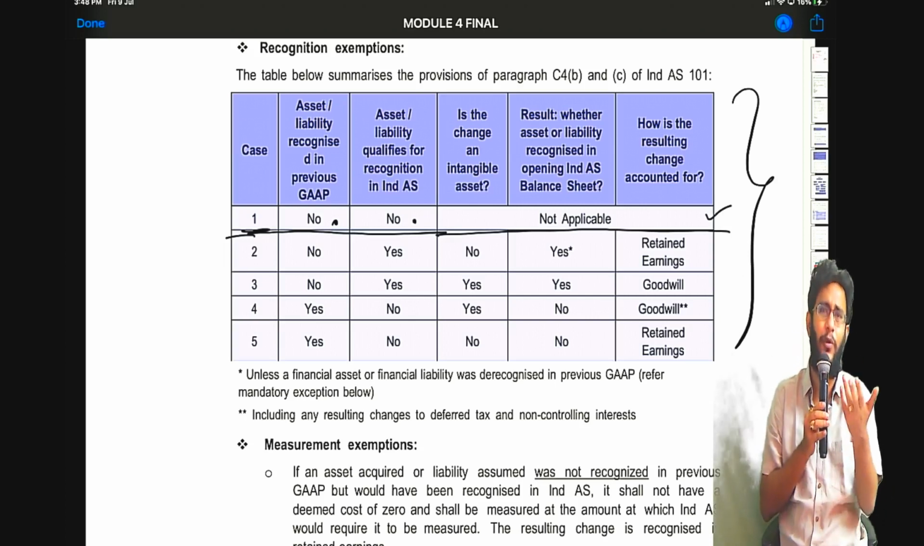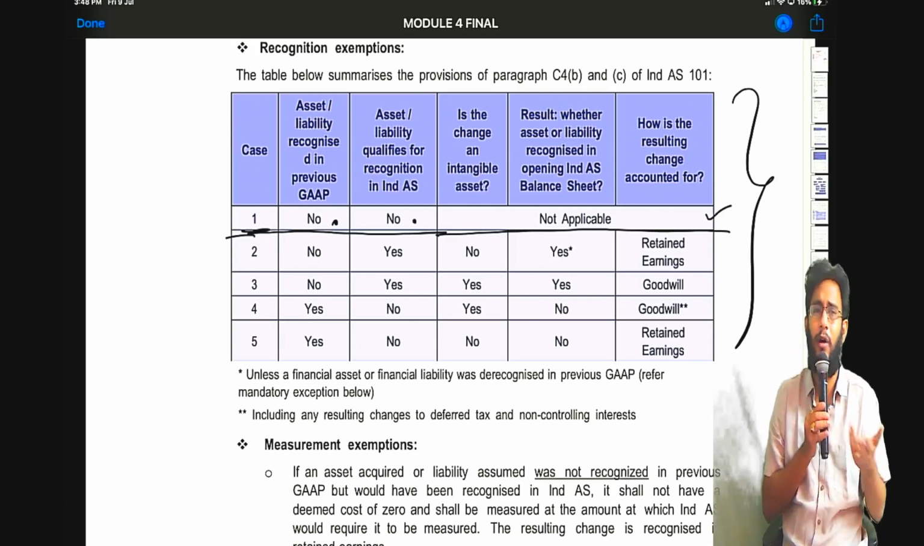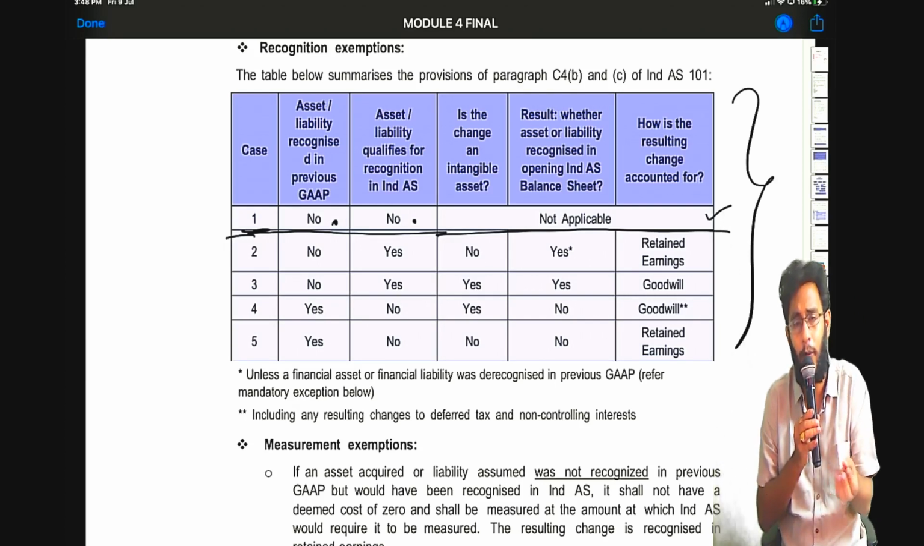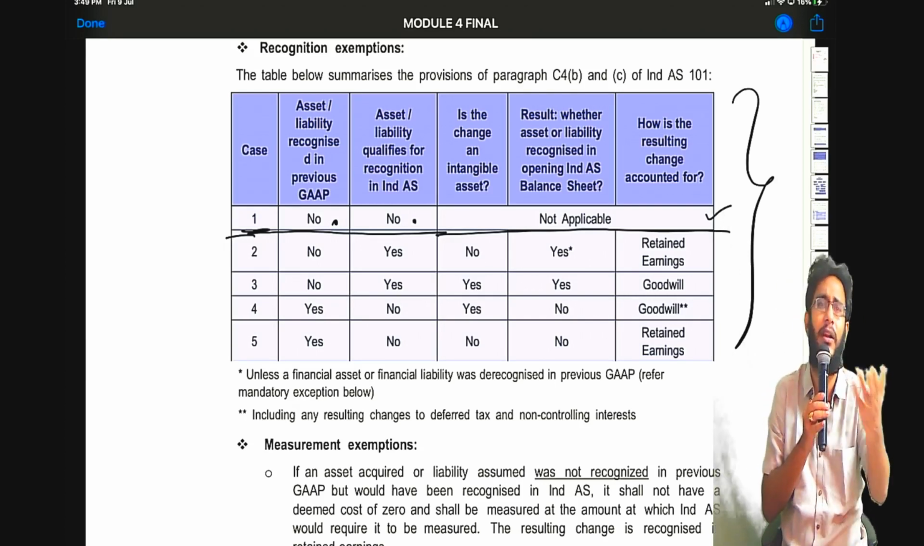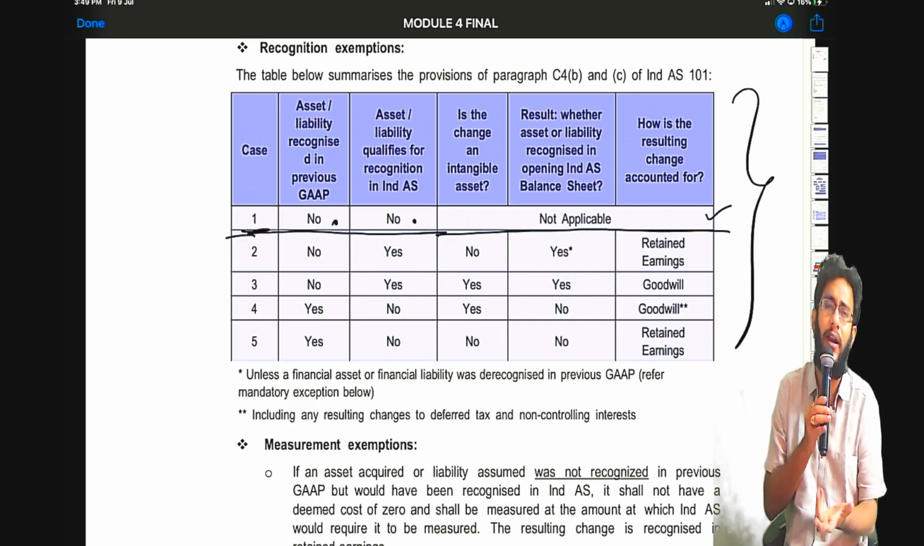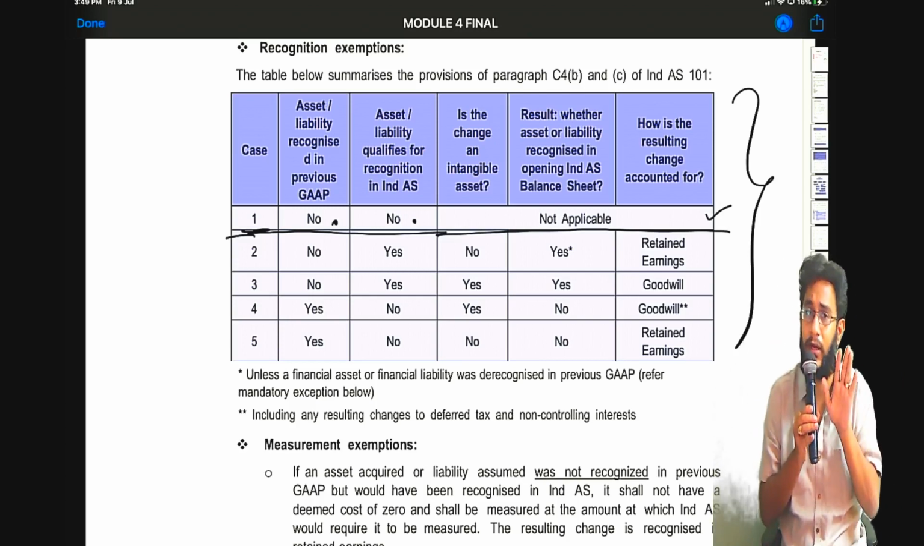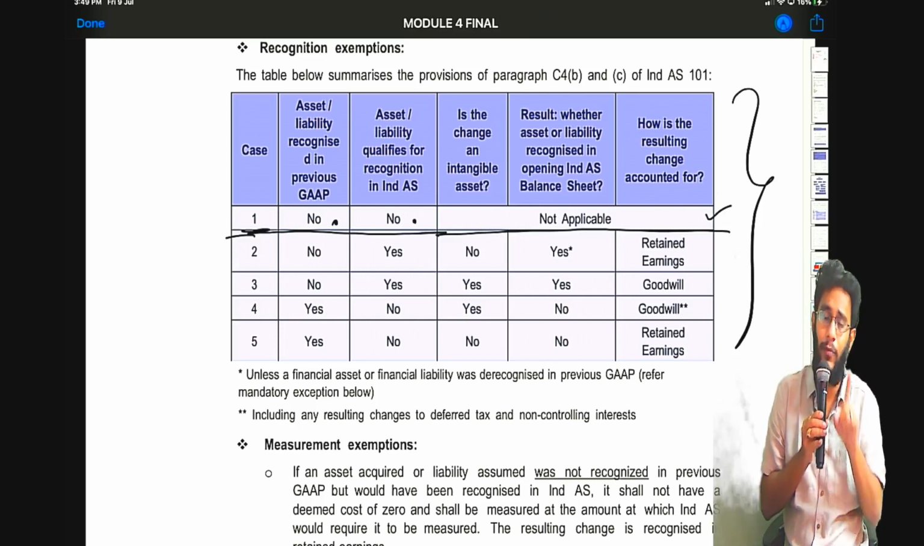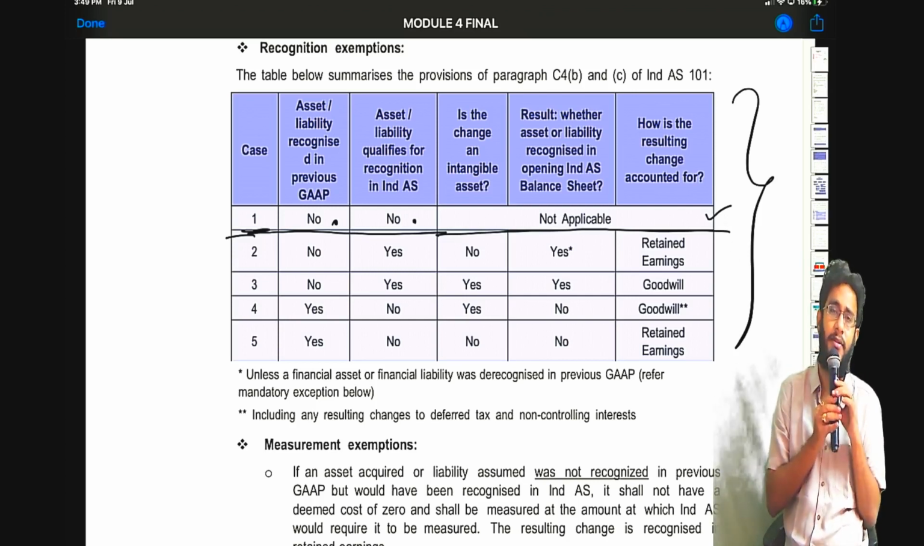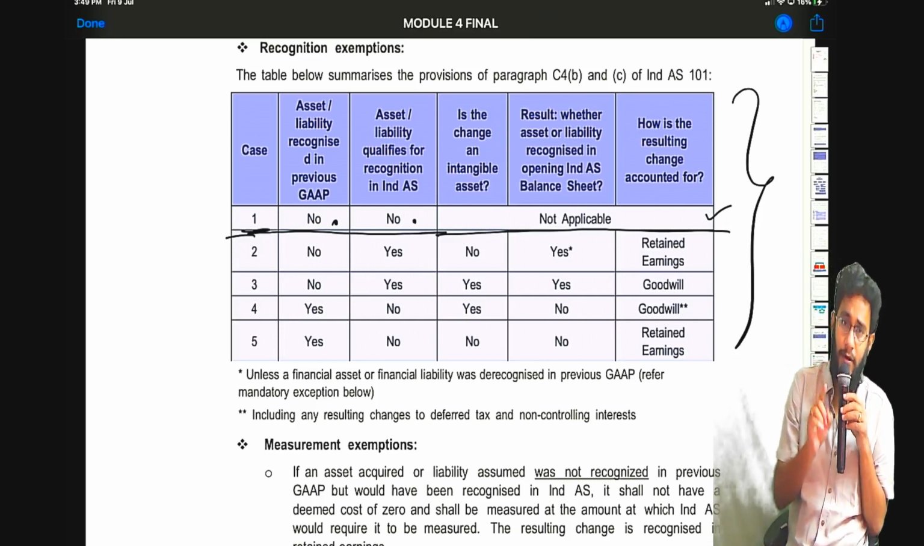Now for this we have a universal answer. What is that? On the transition date, whatever adjustments are there, correspondingly we have to impact retained earnings only. Correct. You have to correspondingly give impact to retained earnings only. But one exception is there. That exception is, carefully listen.